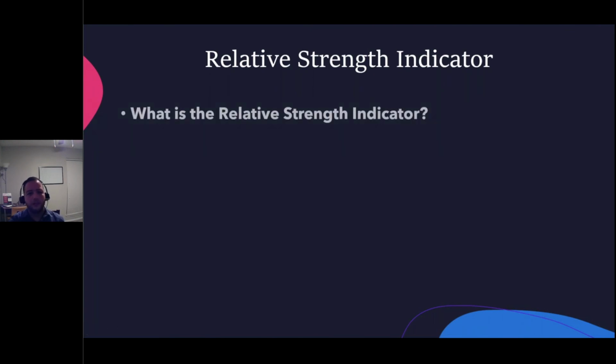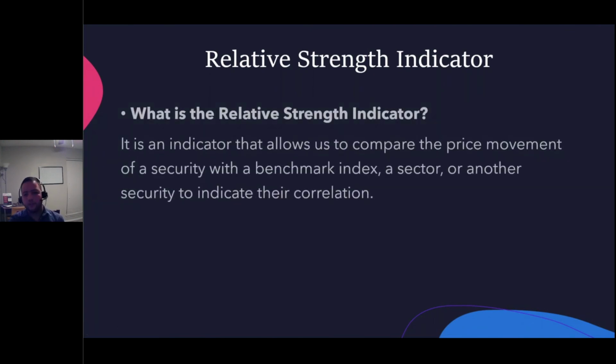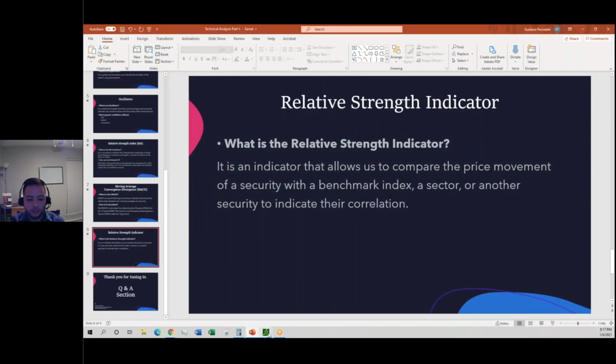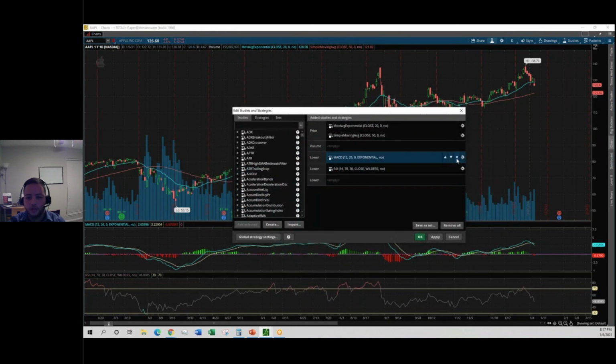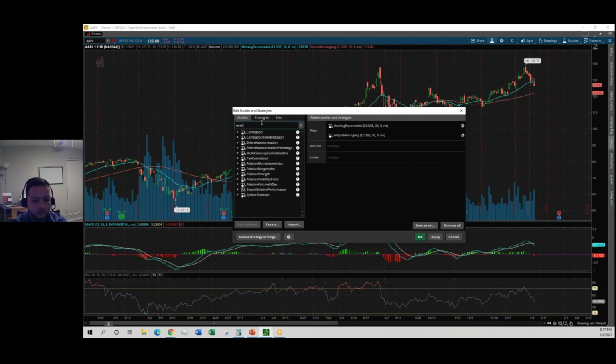The relative strength indicator is an indicator that allows us to compare the price movement of a security with a benchmark index, a sector, or another security to indicate their correlation. And this is one of my favorites. I use it on a daily basis, especially when trading different stocks that are in different sectors. So let's clear this out for a bit, and I just look for the relative strength indicator.